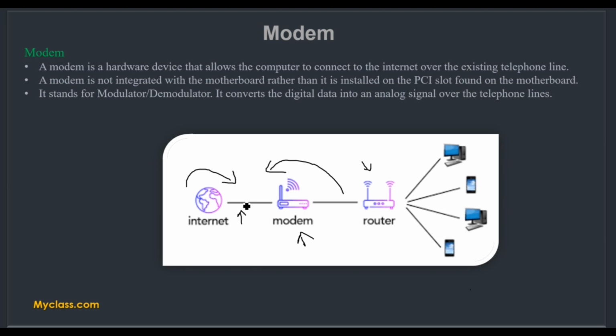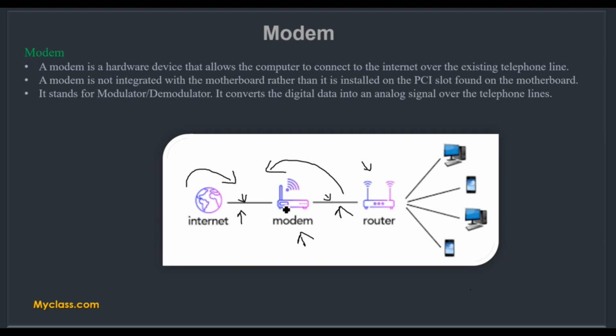Because these are telephone lines, they handle only analog signals. The normal computer network connection handles only digital data. So there should be a device that can convert analog to digital and digital to analog. That is the working of the modem.